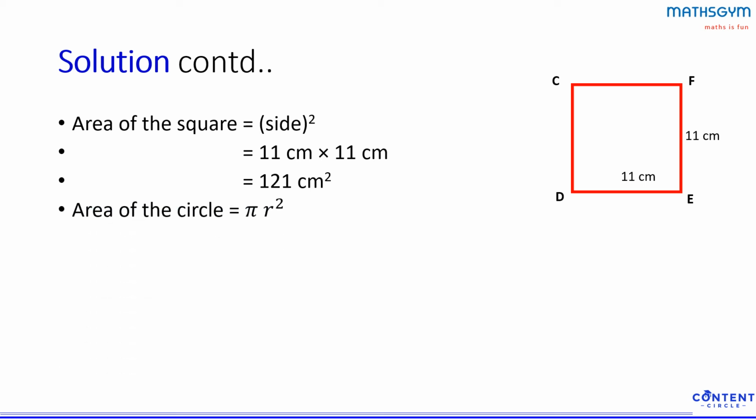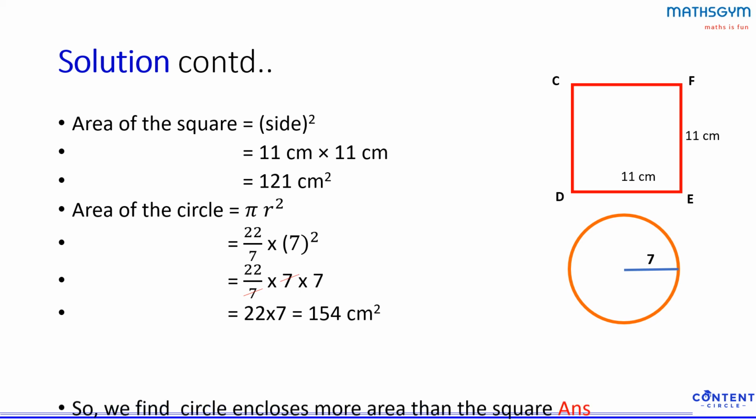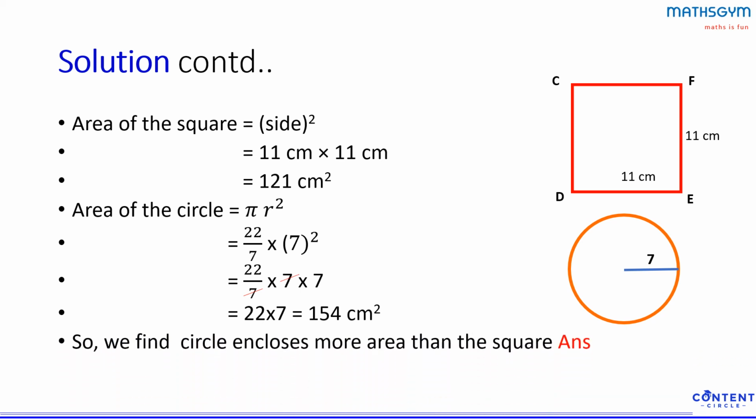Area of circle is equal to pi r square, that's the formula, and we know the value of r, which is 7 centimeters, so it's going to be 22/7 into 7 square. For ease of calculation, 22/7 into 7 into 7, and this 7 cancels off. What you get is 22 into 7. Finally the answer is 154 centimeters square, and when you compare, we find that the circle encloses more area than the square.